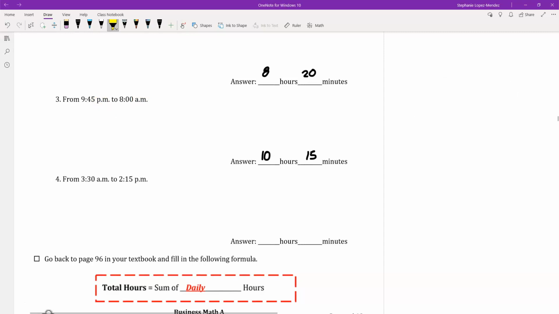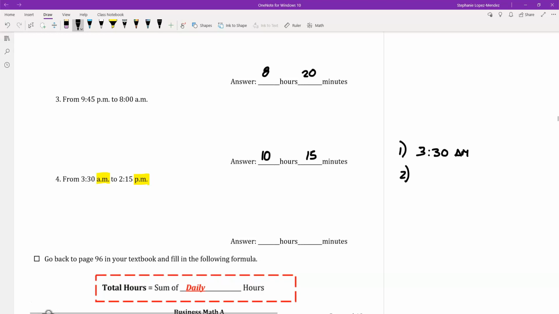And now our last problem is from 3:30 a.m. to 2:15 p.m. First step, we need to find what happened first. So that is 3:30 a.m.